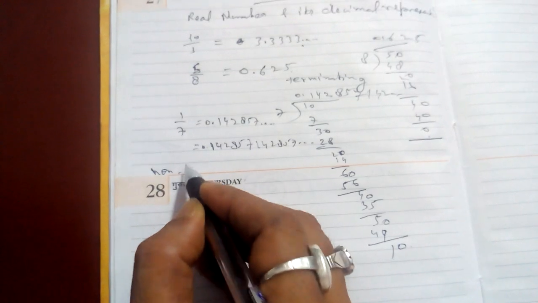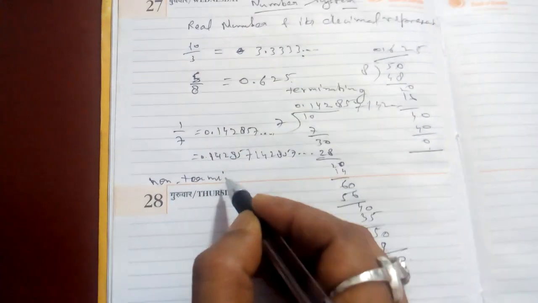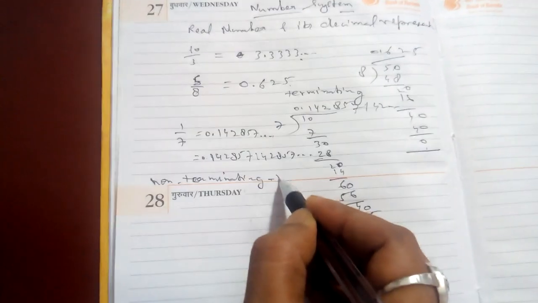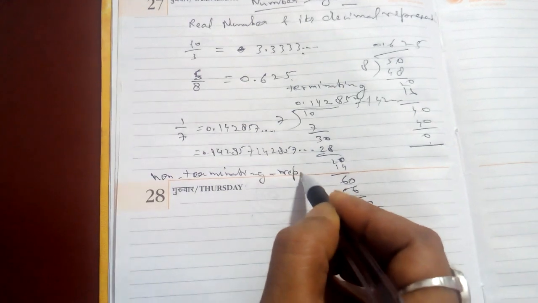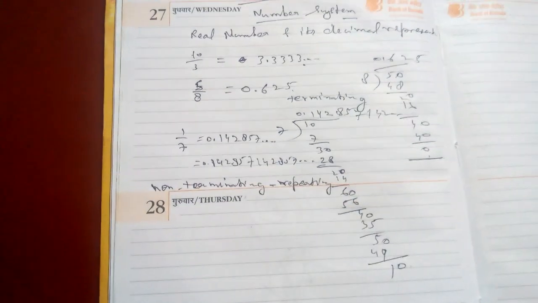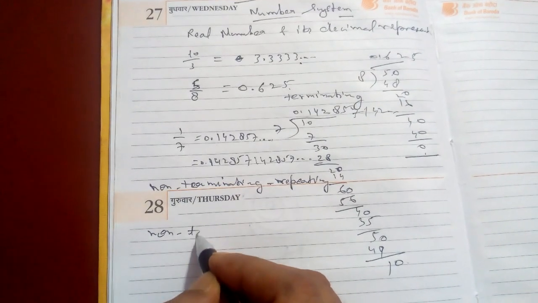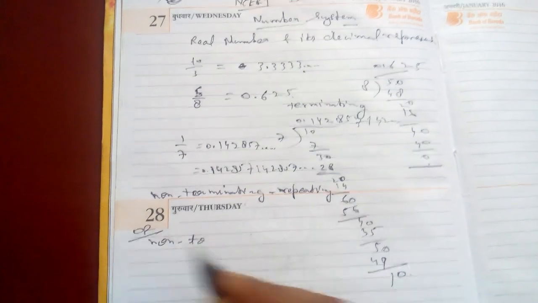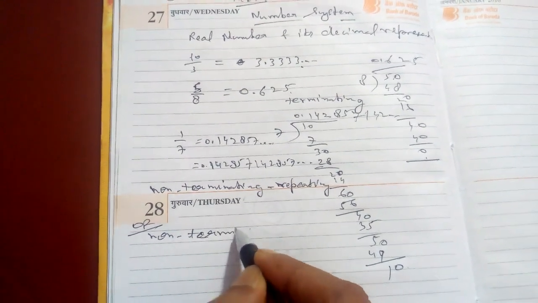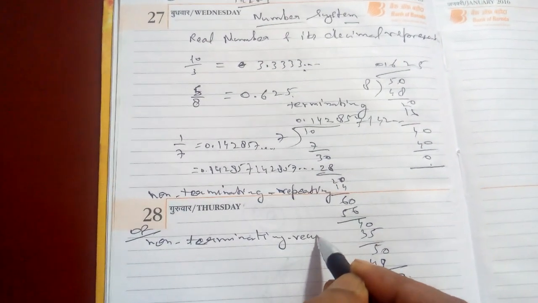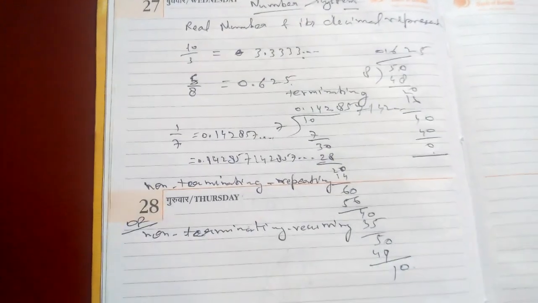It is called non-terminating, repeating. Non-terminating means it is not terminating, the remainder is not 0. Terminating and non-terminating repeating, that is also called non-terminating recurring. I have told you it is a rational number. It is a non-terminating recurring decimal.